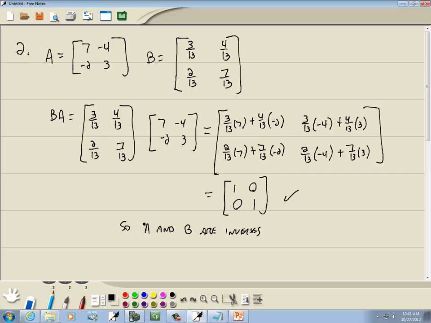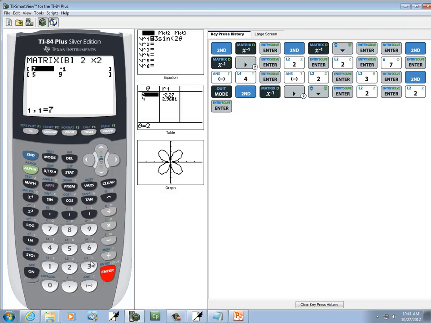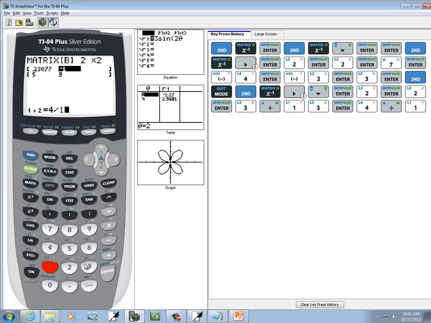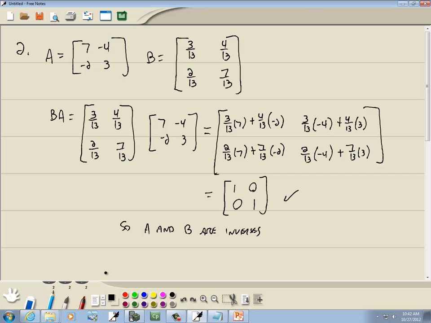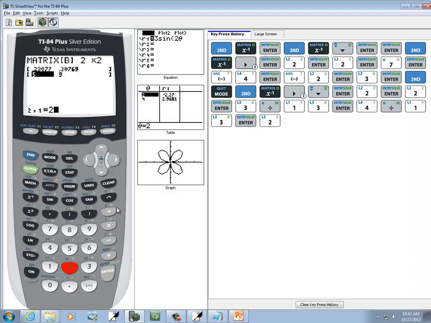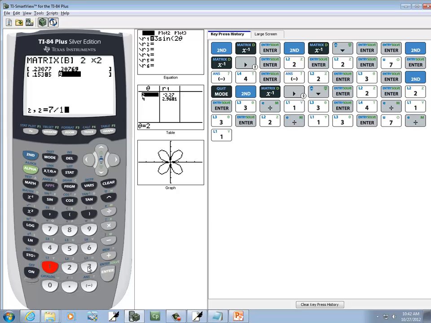And fractions, you just put them in just like normal. So 3/13, you do 3 divided by 13. Enter. 4/13, 4 divided by 13. 2/13, 2 divided by 13. And then 7/13, so 7 divided by 13. Then you want to exit out.